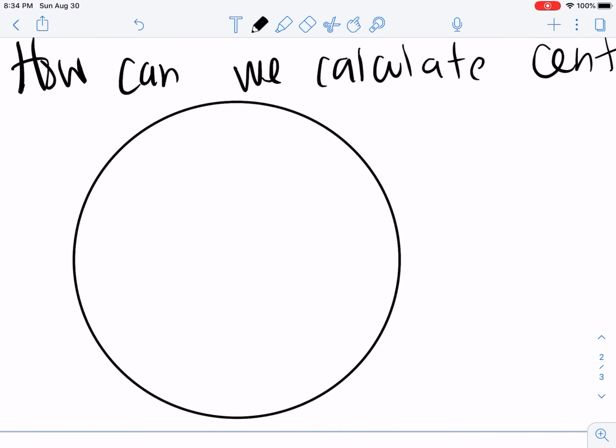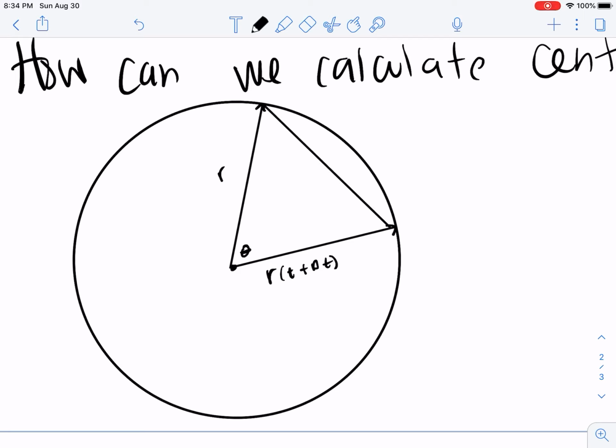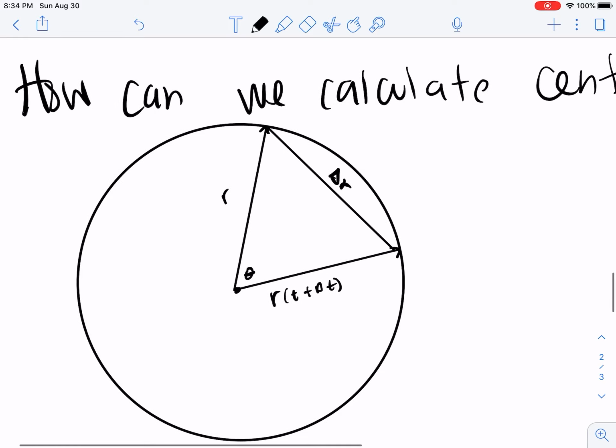Okay, so whenever we're at the center of our circle, we know from the center out, these are our R's. So I'm going to call this one R and this one R. After some time, this would then be theta, and between them would be our delta R. So we just created a nice little triangle there for us.